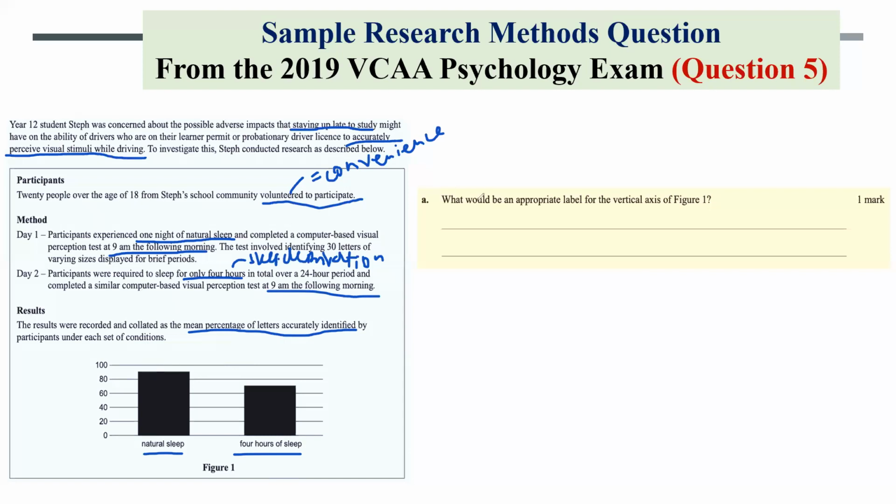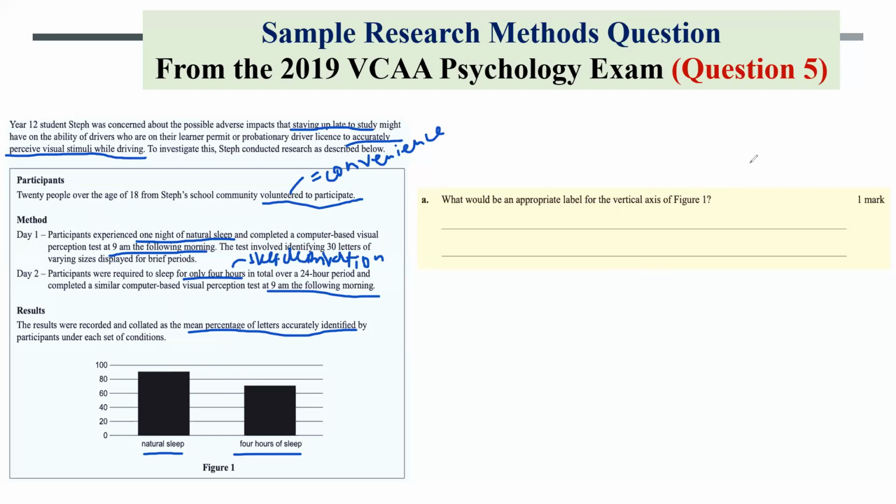Okay, so now the question A is just worth 1 mark. What would be an appropriate label? Remember I said label is the name that we give to the axis, not the scale, not the numbers, not these. We're talking about the name that we give to that axis. So what would be an appropriate label for the vertical axis of figure 1?